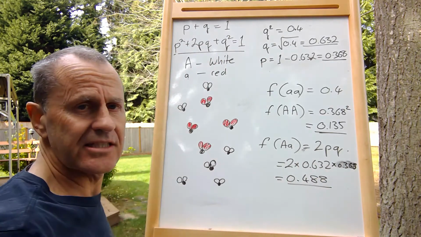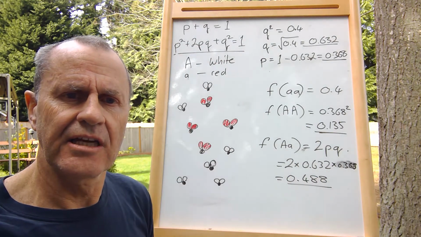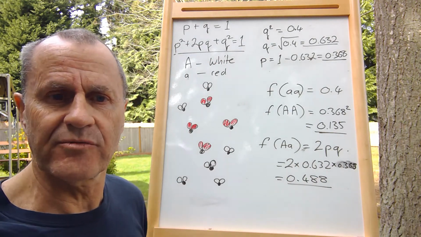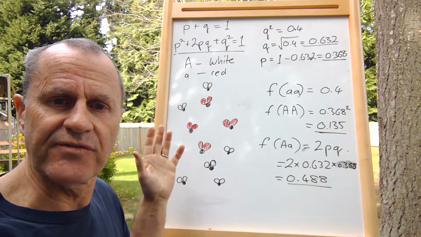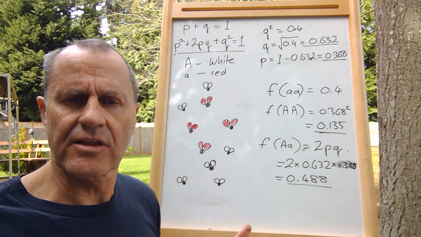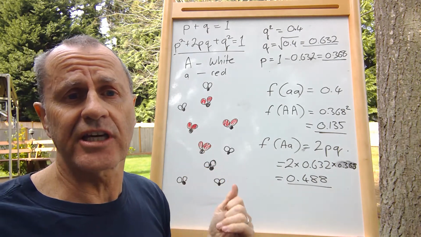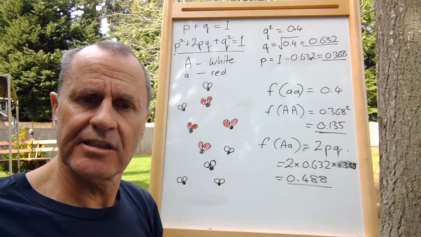0.488. And so we can use these equations to find out from just one piece of information, and that's something as simple as the frequency of the recessive phenotype, and we can use that and these equations to work out the frequency of the dominant allele.